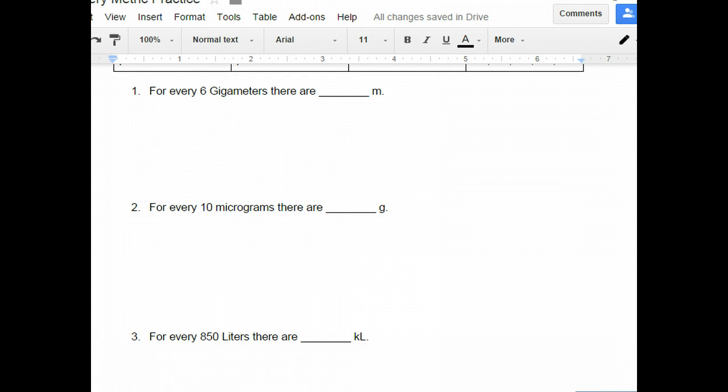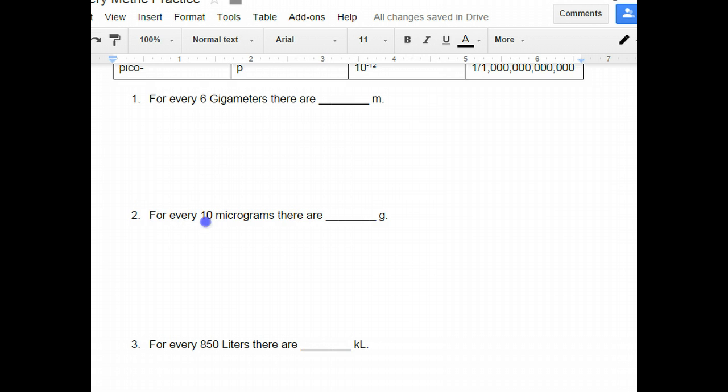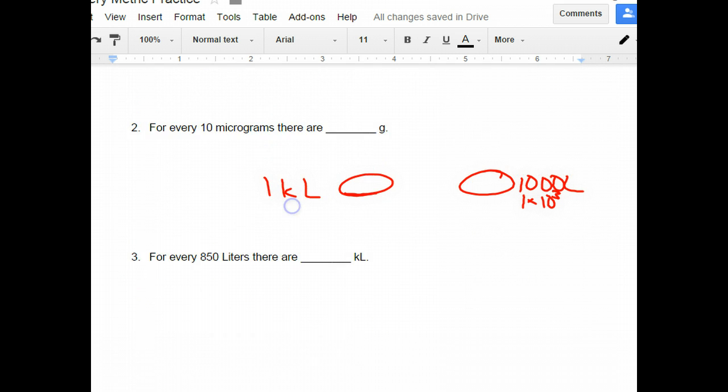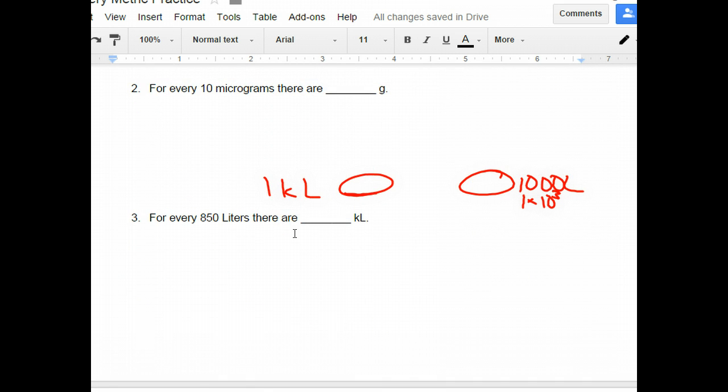Okay, let's take a look at number 3 now. So it says for every 850 liters, there are so many kiloliters. So in this one, I've got to take a look at kilo, and kilo is bigger, right? So that means that there are 1,000 liters in 1 kiloliter, or 1 times 10 to the third. So I'm going to go back to that problem real quick. And again, I'm comparing liters to kiloliters.